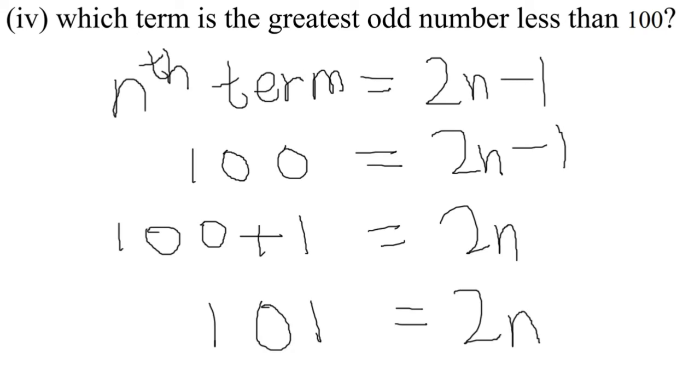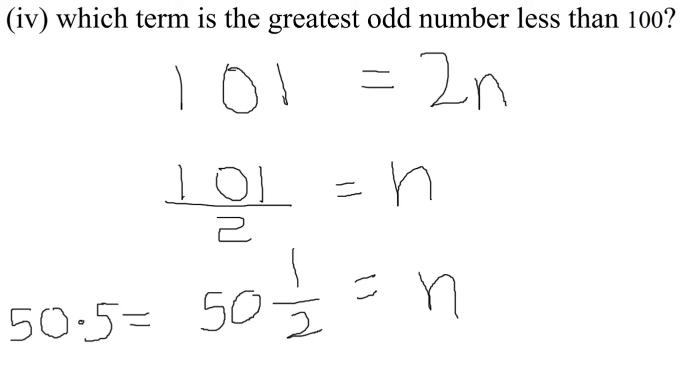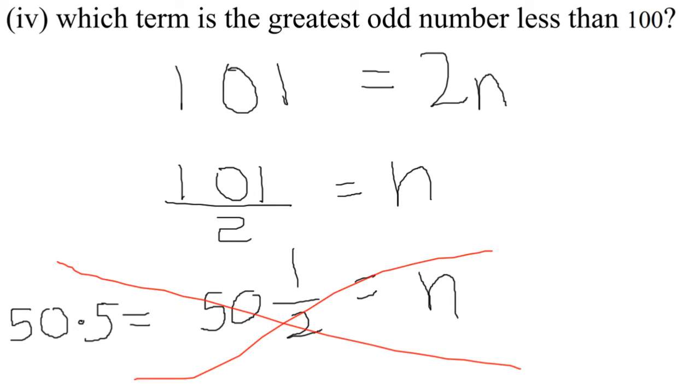If you want to find out whether this 100 is a value of this number pattern, apply it to the general term. 100 equals 2n minus 1. Here the value of n is not a positive integer.